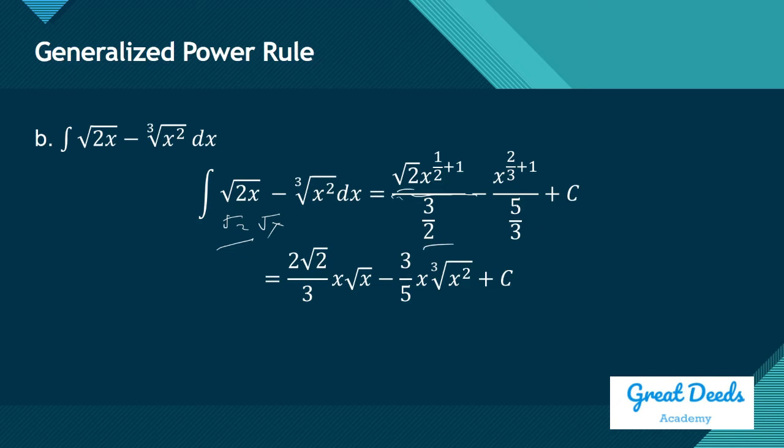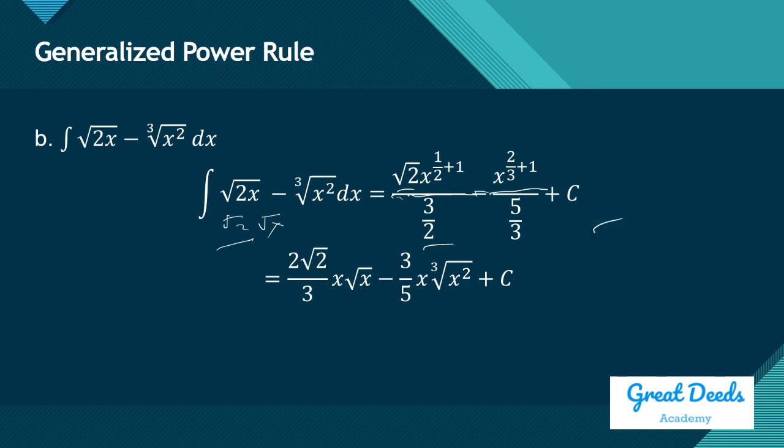The cube root of x squared is x raised to 2/3. Okay, so minus, again, generalized power rule. This becomes x raised to 2/3 plus 1. 2/3 plus 1 is 5 over 3. So all over 5 over 3 plus c.